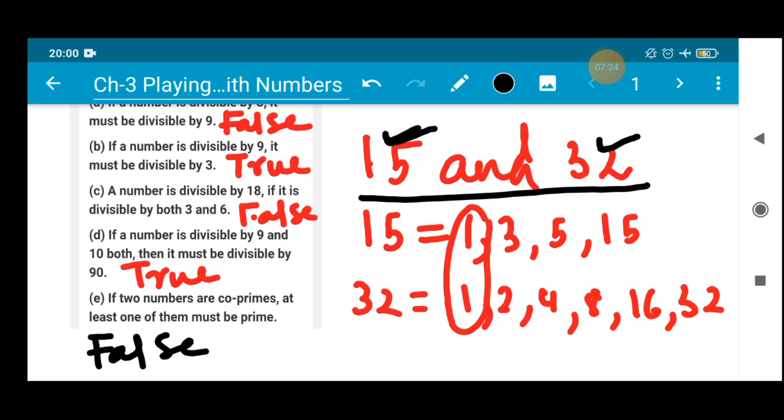Yesterday in our previous class we did various sums in which the common factor was 1, but it was not compulsory that at least one of them must be prime. It's not compulsory. Okay, so this way we will solve it. This is the statement. So hence the statement is false.